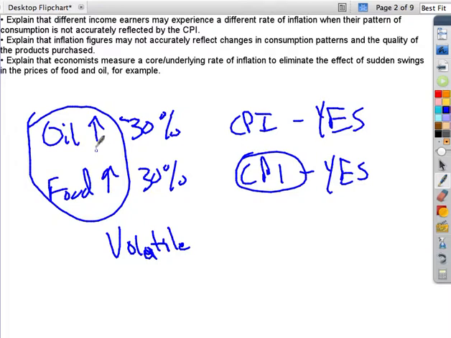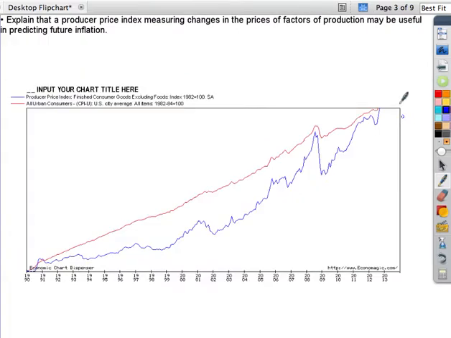All right. Now, no, we'll just leave it at that. So we have this core rate of inflation that takes away the impacts of fluctuations of oil and food. All right. So here we go.